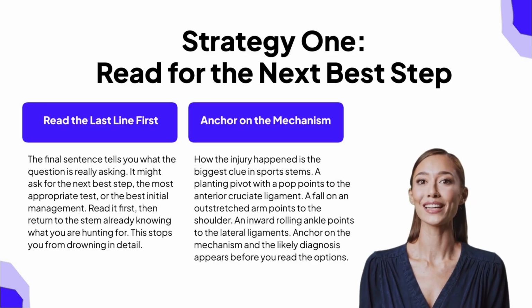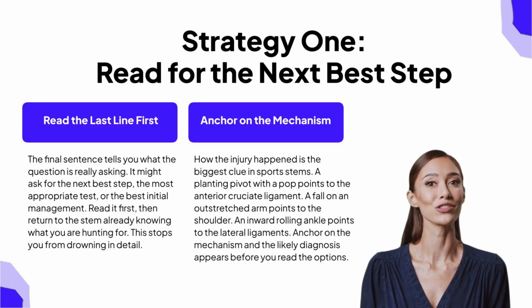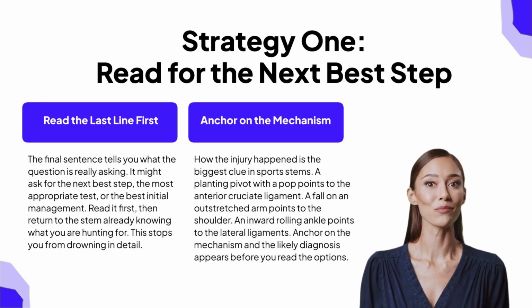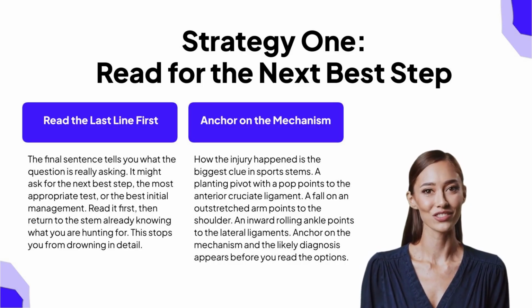Then anchor on the mechanism, because how the injury happened is the single biggest clue in a sports stem. A planting pivot with a pop points to the anterior cruciate ligament. A fall on an outstretched arm points to the shoulder. An inward rolling ankle points to the lateral ligaments. Anchor on the mechanism, and the likely diagnosis often appears before you even read the options. Train yourself to notice it every single time.